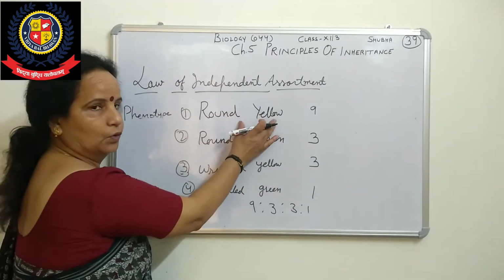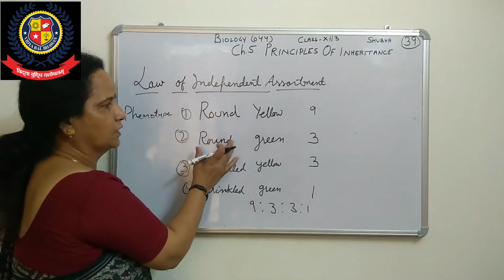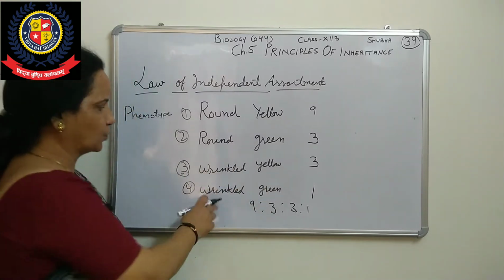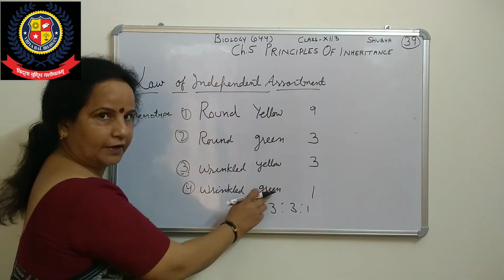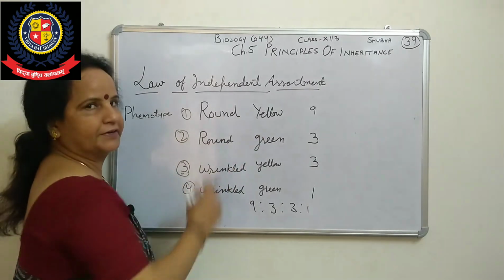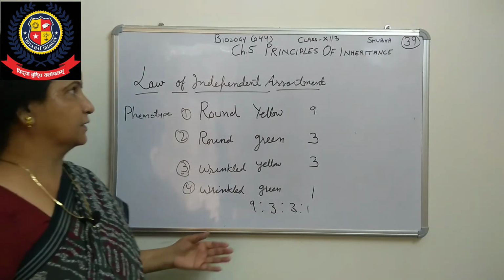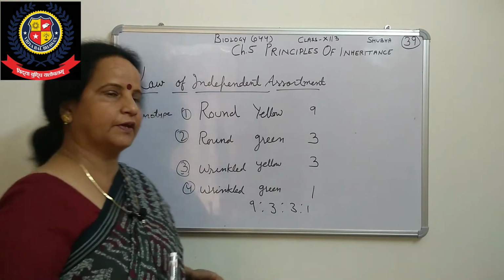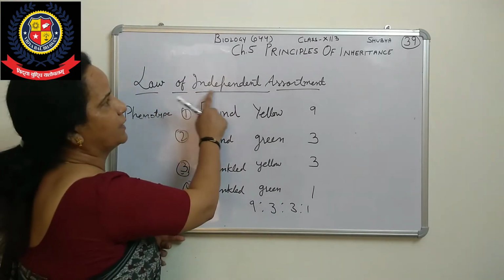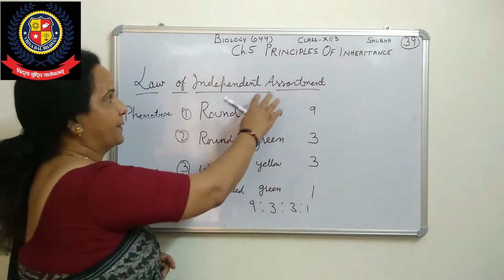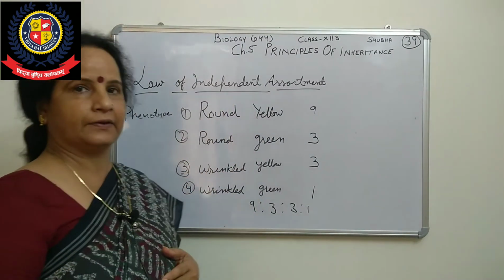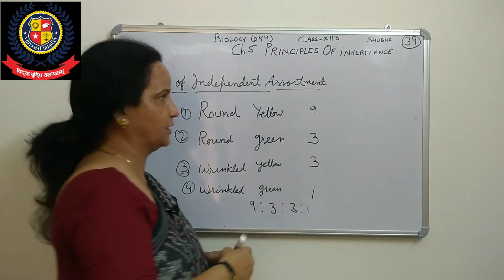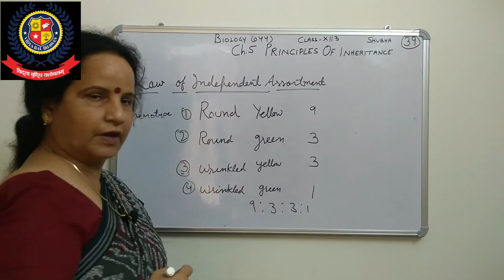What type? Round and yellow. They are seen as round and yellow, round and green, wrinkled and yellow, or wrinkled and green. These are the recessive trait and the dominant trait. Here what we will see is the third law. First we have seen the law of dominance. Now that will be the law of independent assortment. Independent assortment, they are moving independently, means they separate independently, which we have seen in this same cross which we have done earlier.